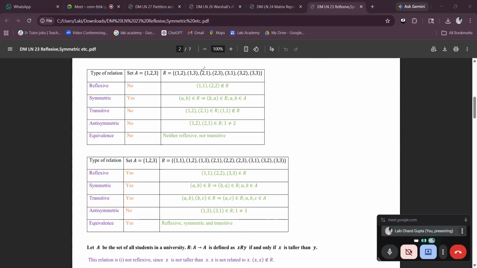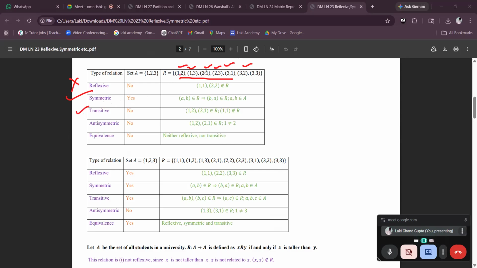1, 2, 3. 1, 1 is not there. So this is not reflexive. 1, 3, 1, 2. 1, 2 and 2, 1 is there. 1, 3 and 3, 1 is there. 2, 3 and 3, 2 is there. So this is what? Symmetric, right?